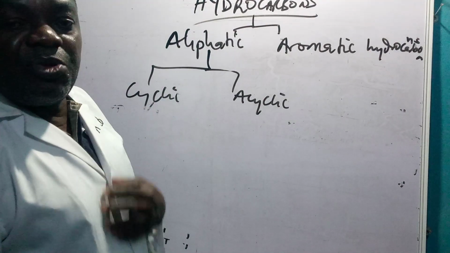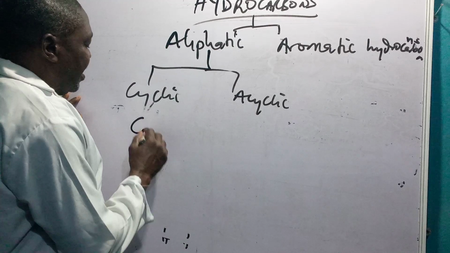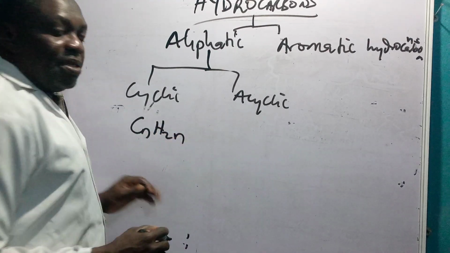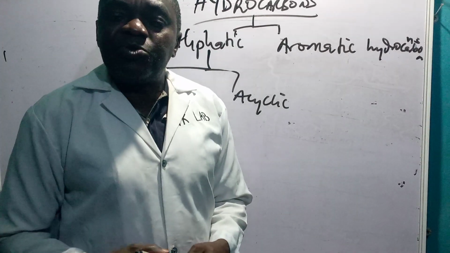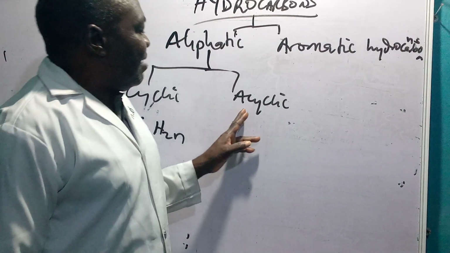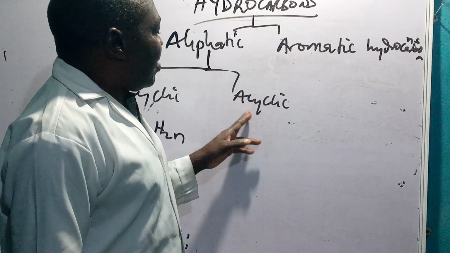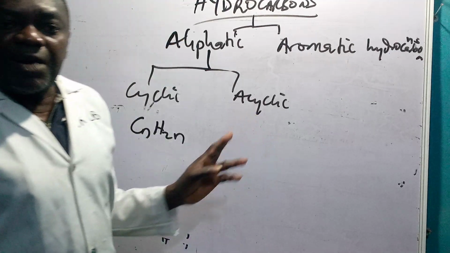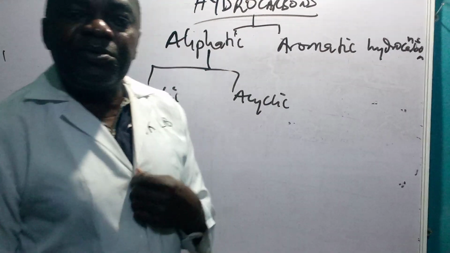Now, they all have a general molecular formula, CnH2n. This formula is similar to the alkenes, which we are going to discuss later. For now, we can leave this. Then you have the next one, acyclic hydrocarbons.